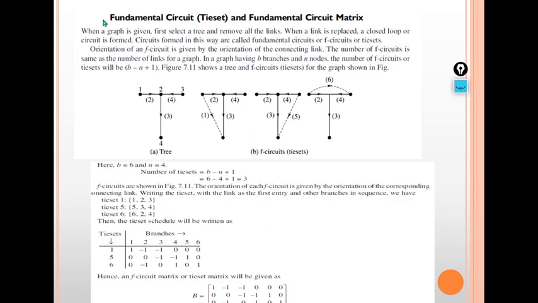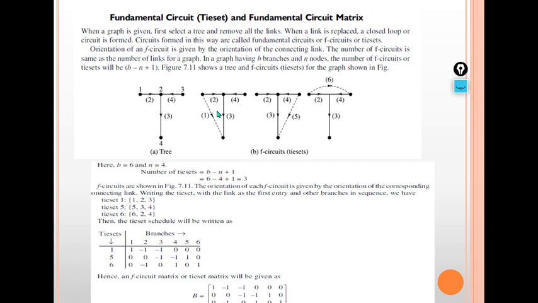So first, what is our definition of tie set? At least one link should be present. So what is written here? When a graph is given, first select a tree, right? Whatever tree you take, first select it and remove all the links. When a link is replaced, a closed loop will be formed, right? Circuits formed in this way are called fundamental circuits or f-circuits or tie sets.